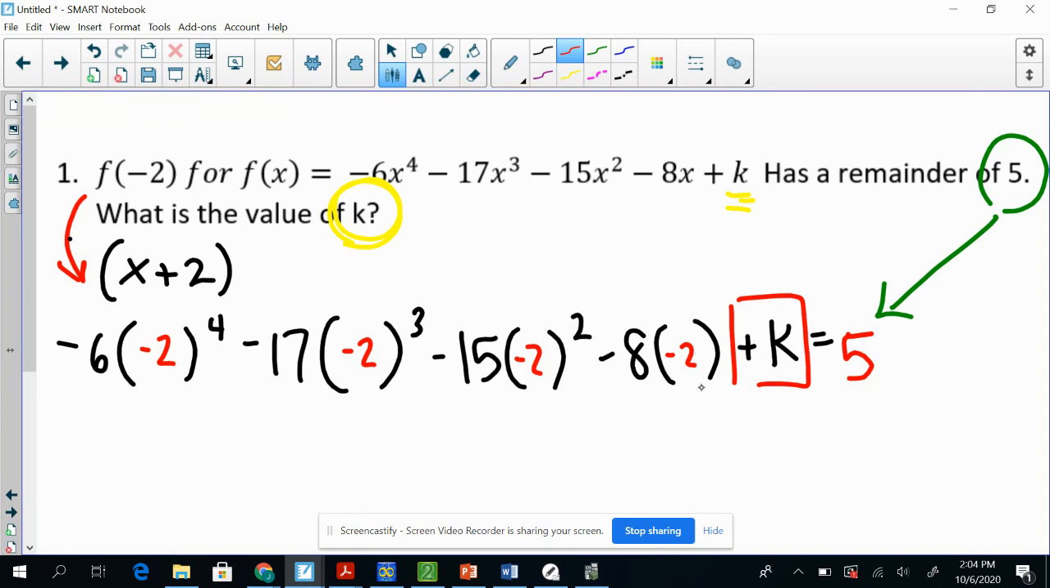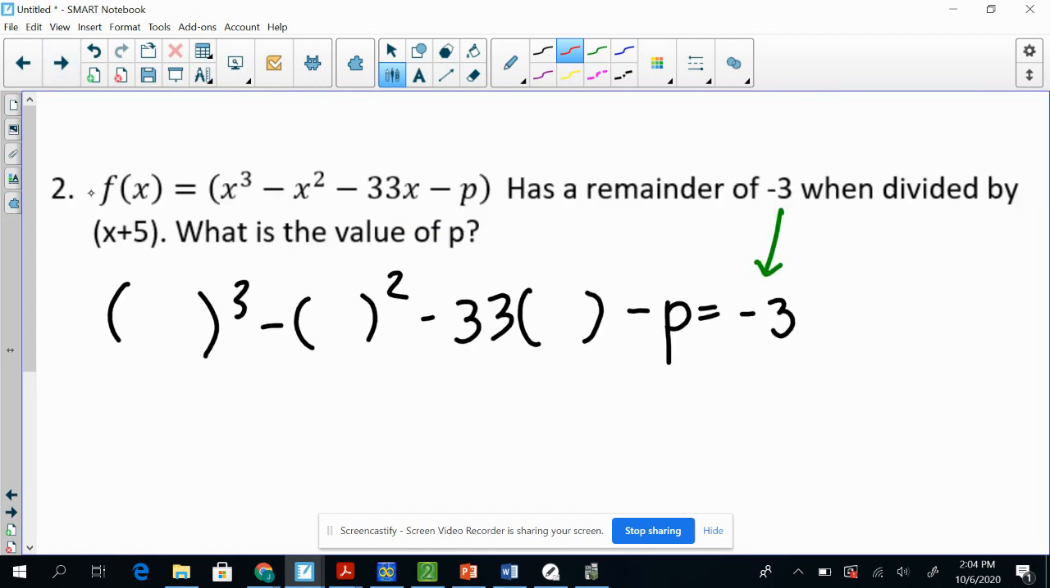Alright, so if you plug all of this in your calculator as is, you should have negative 4 plus k equals 5. We're trying to get k by itself, so we're going to add 4 to both sides, so k equals 9. So again, you're still doing remainder theorem, you're just solving for k. And when k is by itself like this, it's a great, awesome process.